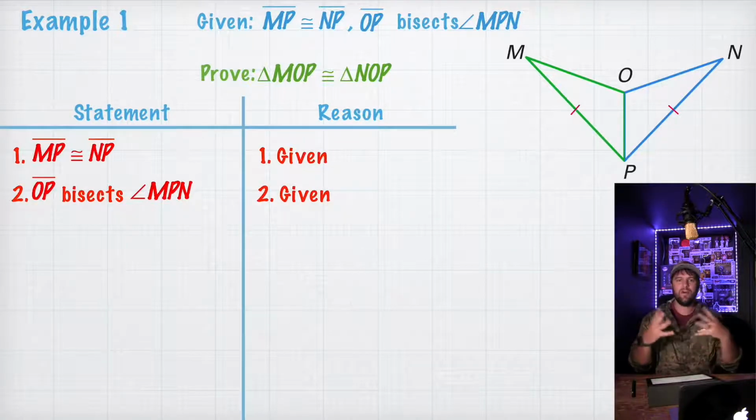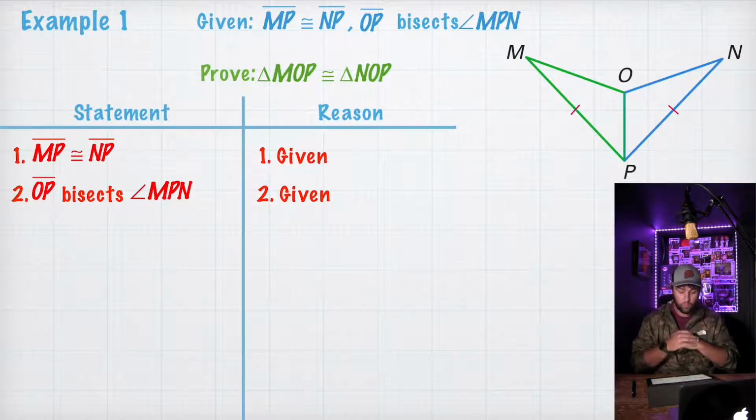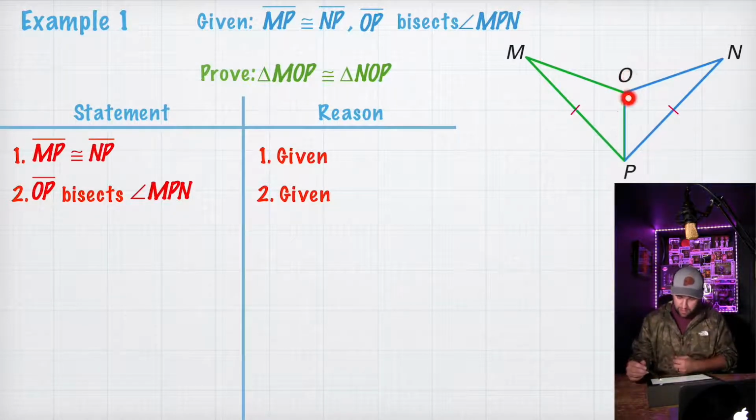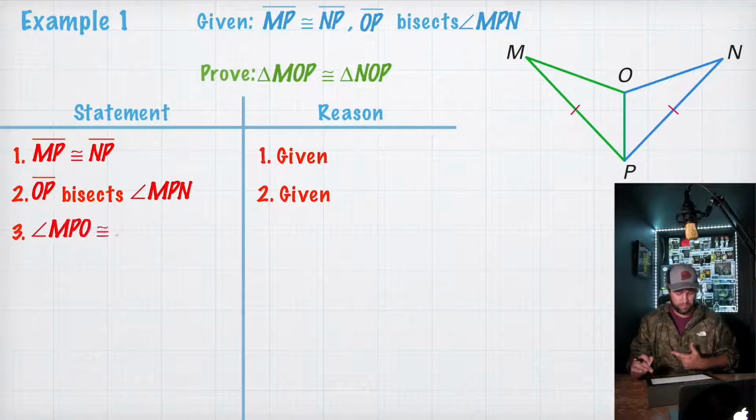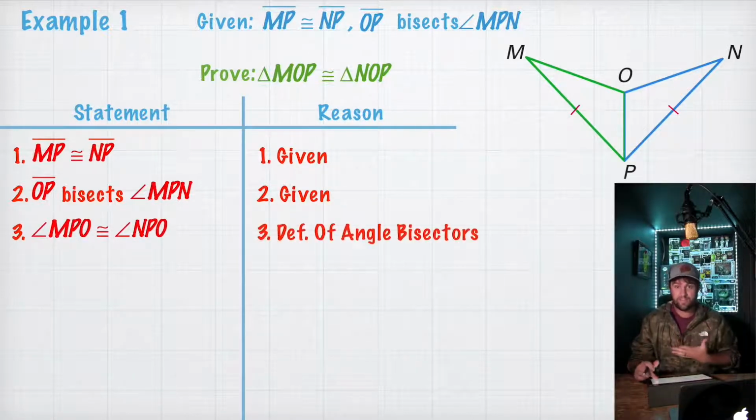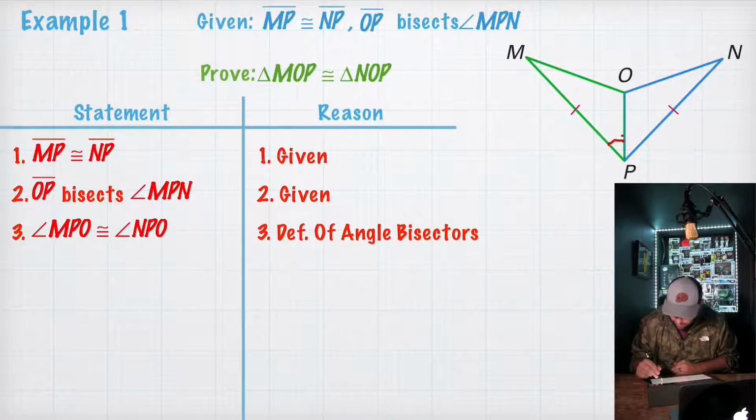Okay. Now we want to look at this and develop what we know from the given information. Well, we know that if this line right here bisects angle MPN, it cuts the angle perfectly in half. So we could say that angle MPO is congruent to angle NPO because it's an angle bisector, by the definition of angle bisectors, okay? Now, I'm going to mark that. We know that this angle is congruent to this angle. That's what those little arches mean.